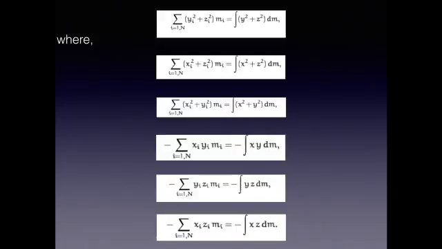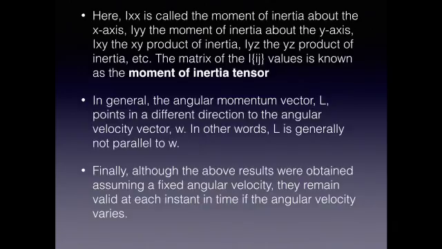As we know, it follows these given conditions too. To explain the terms better, the Ixx is called the moment of inertia about the x-axis. The Iyy is about the y-axis. Ixy is the xy product of inertia. Iyz is the yz product of inertia, etc. The matrix of Iij values is known as the moment of inertia tensor.